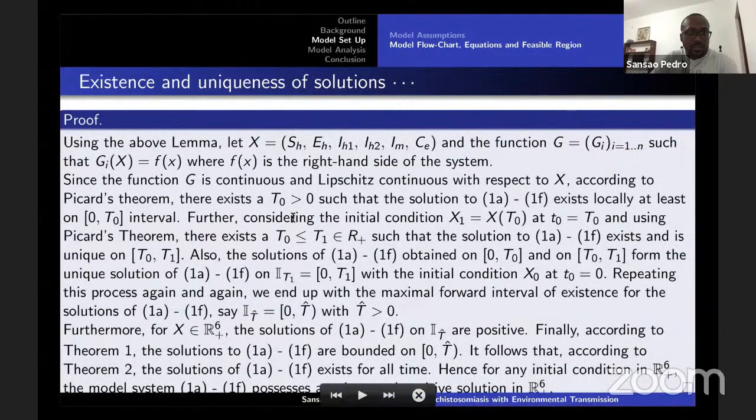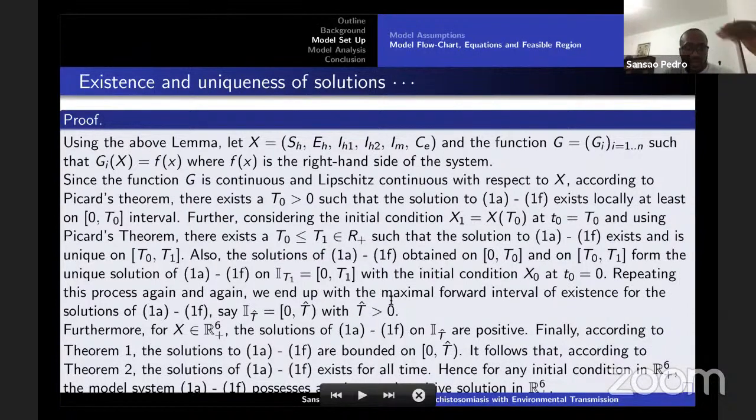How do we prove this? We make use of Picard's theorem, which in a general sense is to partition your given interval into small intervals, and using the fact that the function is Lipschitz, to prove the continuity. If you repeat this process again and again, at the end you come up with the maximal forward interval of existence for the solutions, okay?